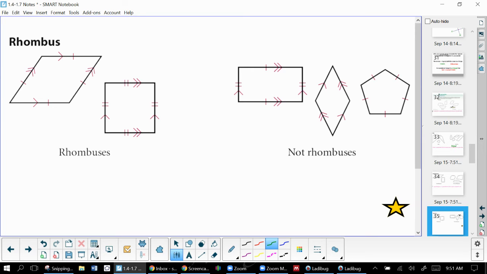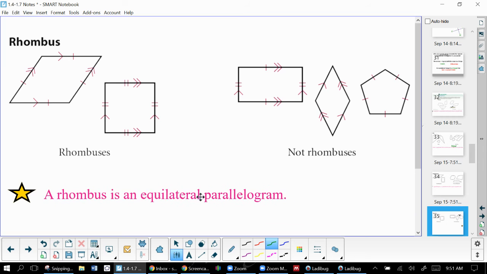So here's the first thing I want you to look at. The little arrows, because they've got two pairs of parallel sides, this is one that we can say, rather than saying a rhombus is a quadrilateral, we can say a rhombus is an equilateral parallelogram, or it is a parallelogram with equal sides.